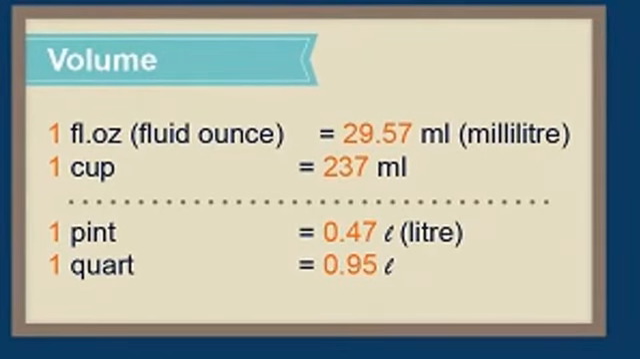For volume, a simple conversion is 1 fluid ounce equals 29.57 milliliters, or 1 cup equals 237 milliliters. You can use this to be able to move from a gallon of water all the way over to a liter of water by going from a gallon to a cup to a milliliter, and a milliliter to a liter.